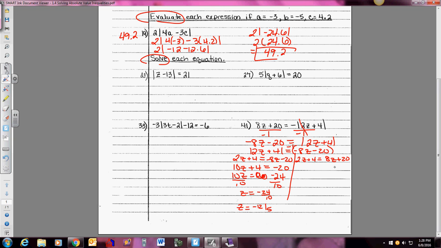So on this one, again, I prefer to keep the z positive, so I would have subtracted 2z from both sides, resulting in 4 equals 6z plus 20.